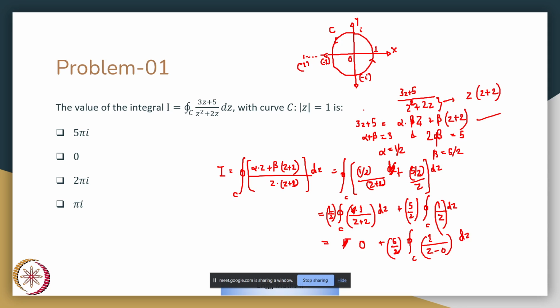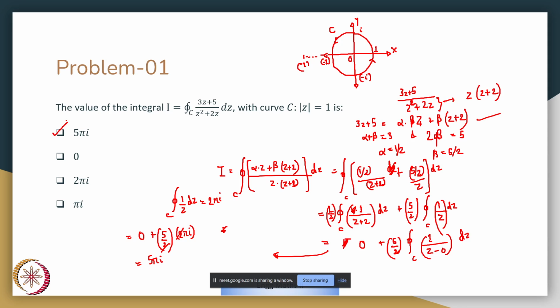Therefore, using Cauchy integral formula now, we essentially end up with, I'll just carry this on the left hand side, 0 plus 5 by 2 times the integral of 1 by z dz over the curve C, which is nothing but 2 pi i. We have already seen this in the previous class as well. So our net integral value turns out to be 5 pi i, which is option number A.